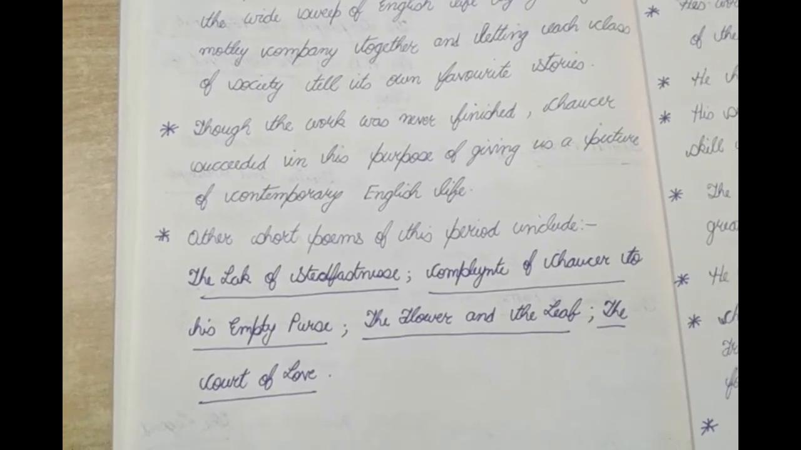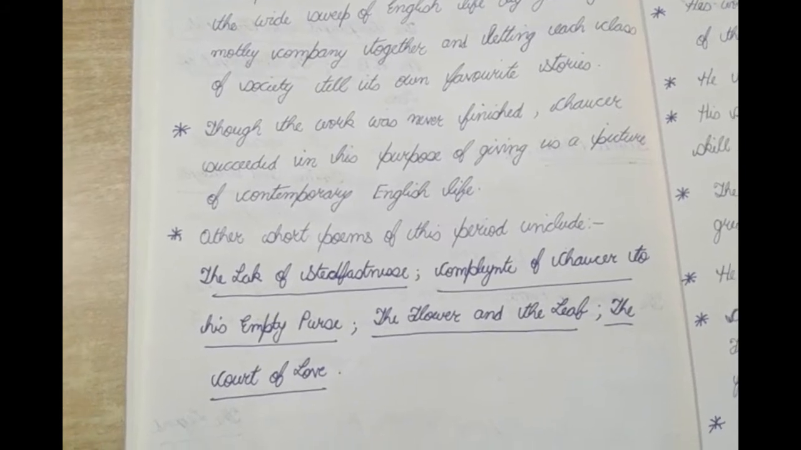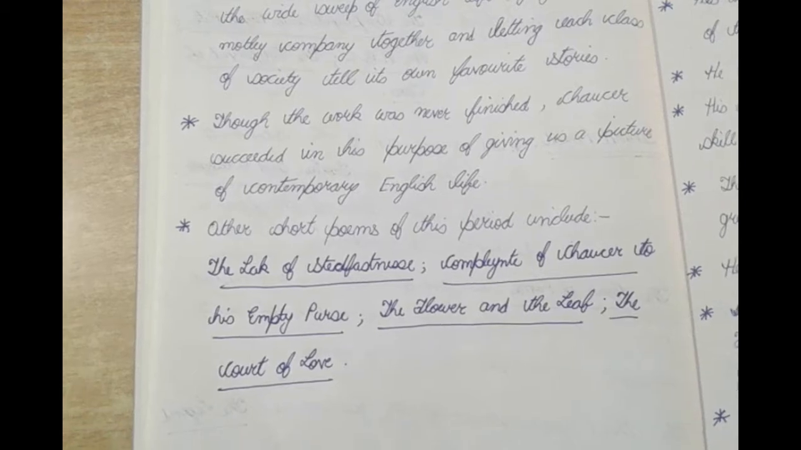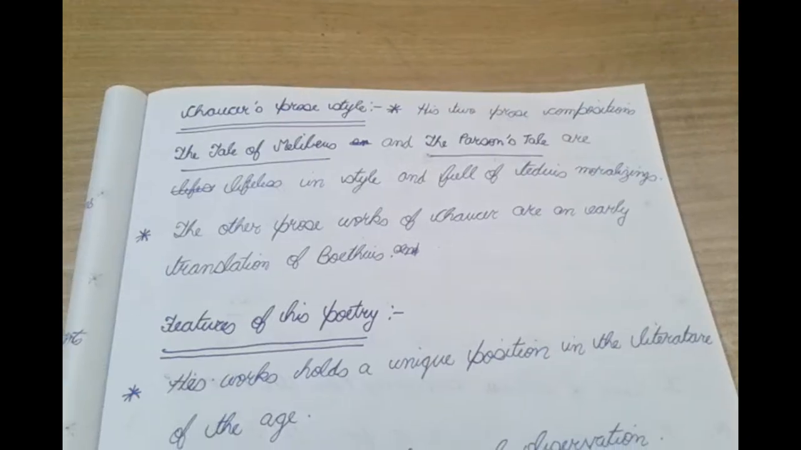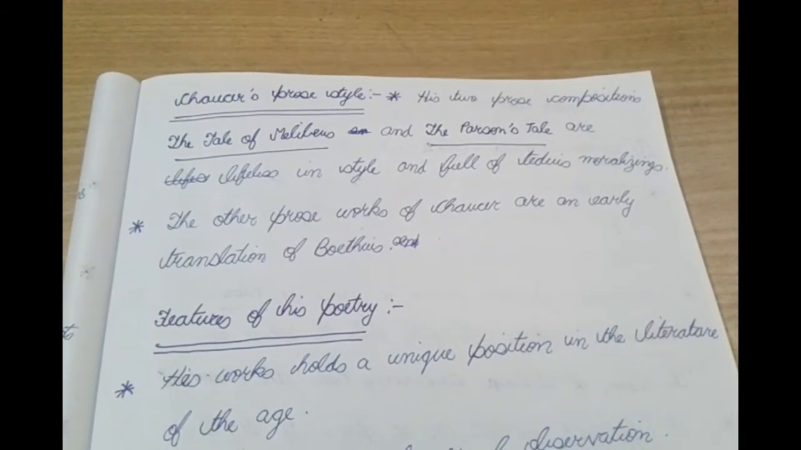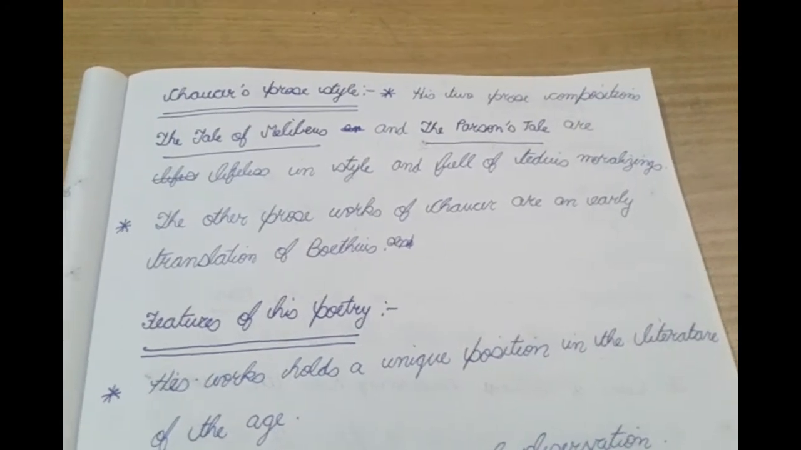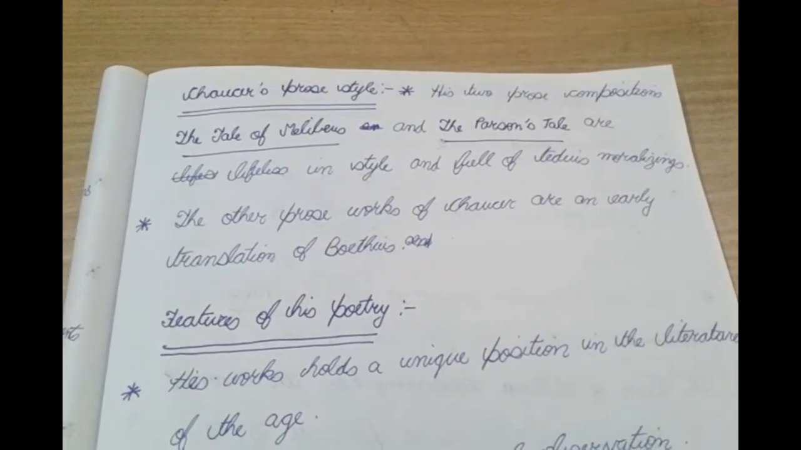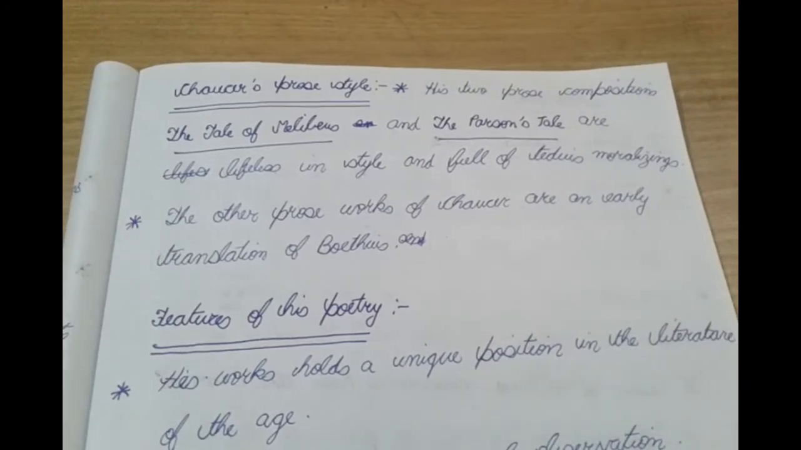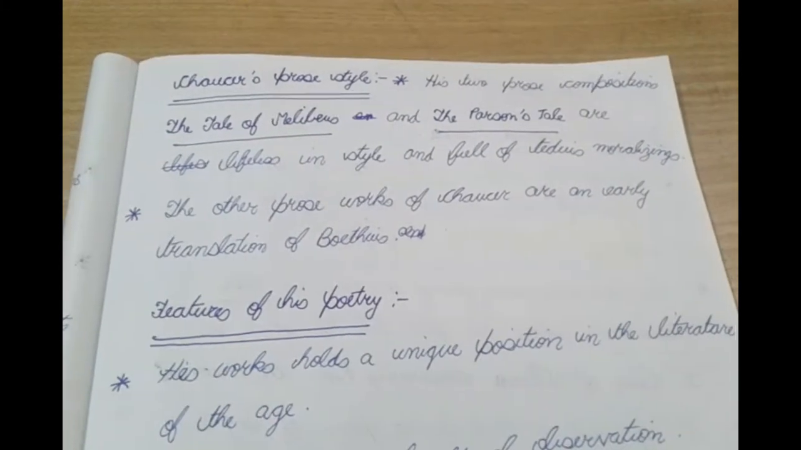Then other short poems of the English period include The Lack of Steadfastness, Complaint of Chaucer to his Empty Purse, The Flower and the Leaf, and The Court of Love. So after knowing about the various works that Geoffrey Chaucer wrote, let us now see the prose style. His two prose compositions are The Tale of Melibeus and The Parson's Tale. They are lifeless in style and full of tedious moralizings. The other prose work of Chaucer is an early translation of Boethius.